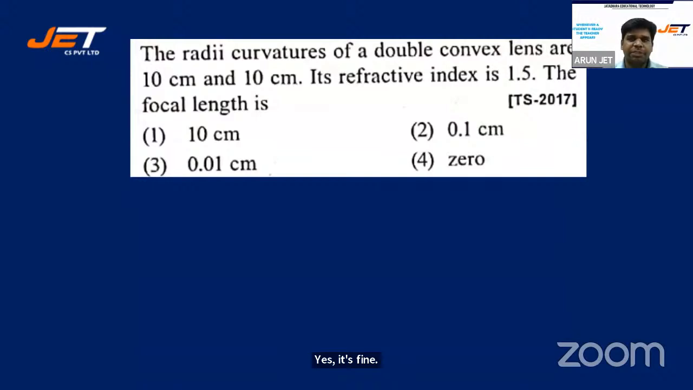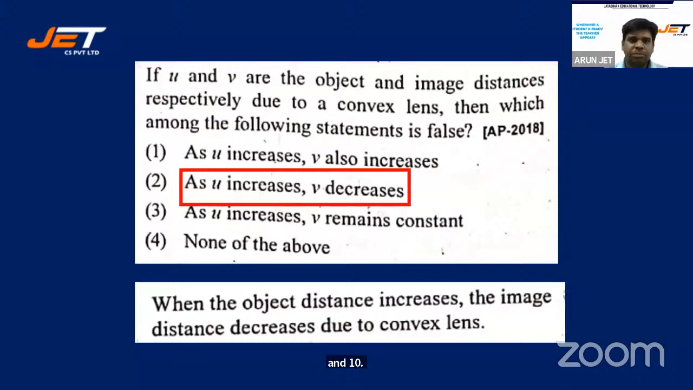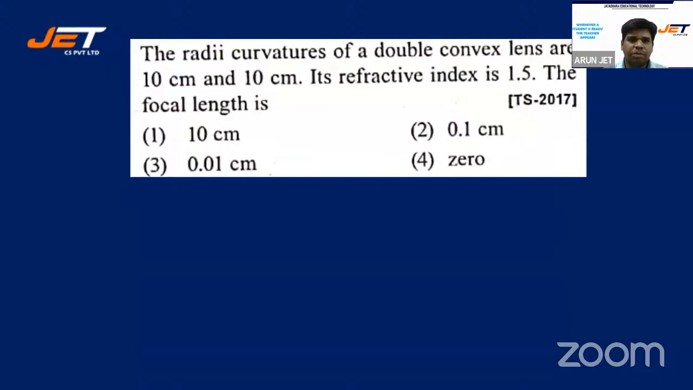All right, answer this question. Double convex lens of 10 and 10. Oh, yes, Shivramakrishna, you're right. You're right. In that case, it is a false statement asked. You're right. Perfectly right.